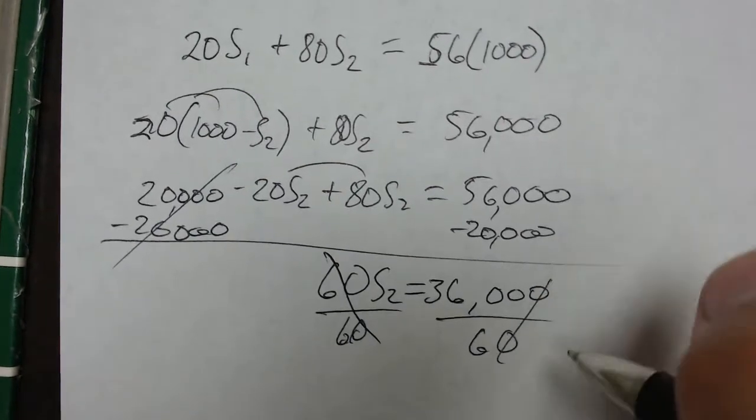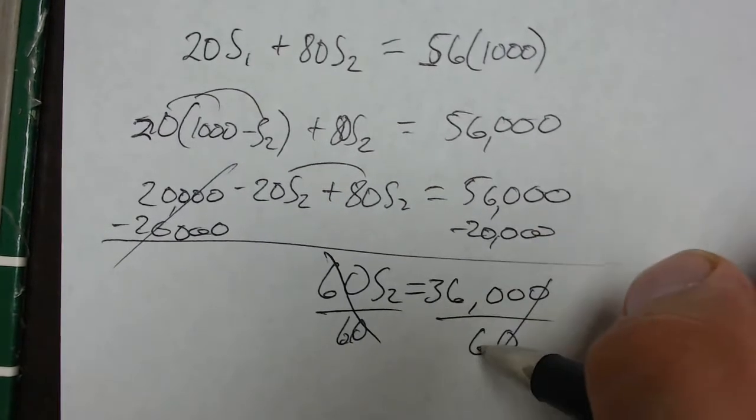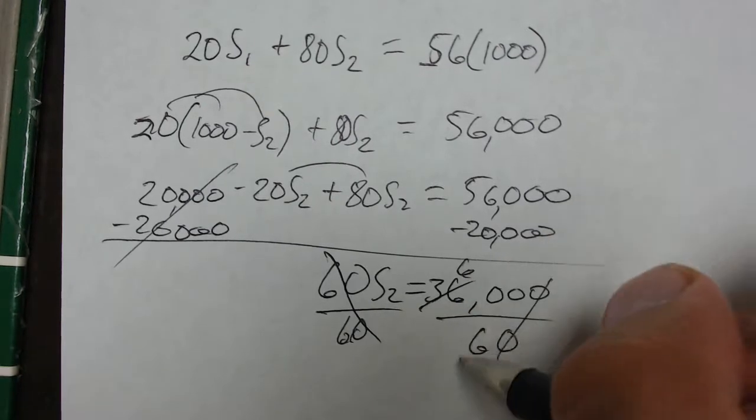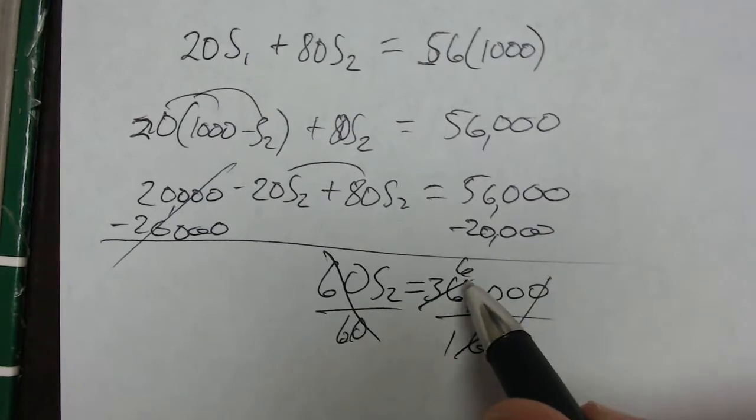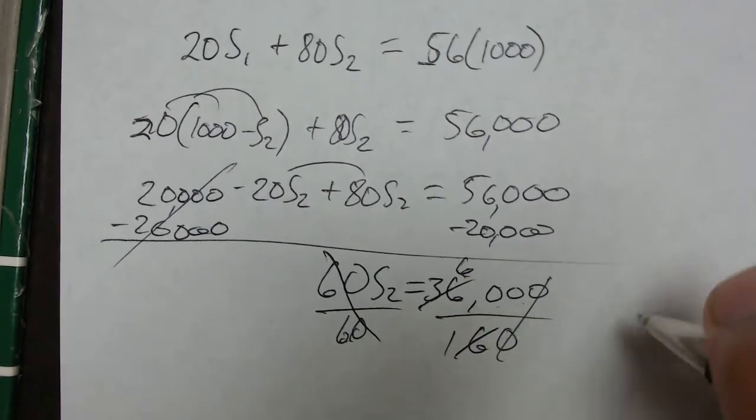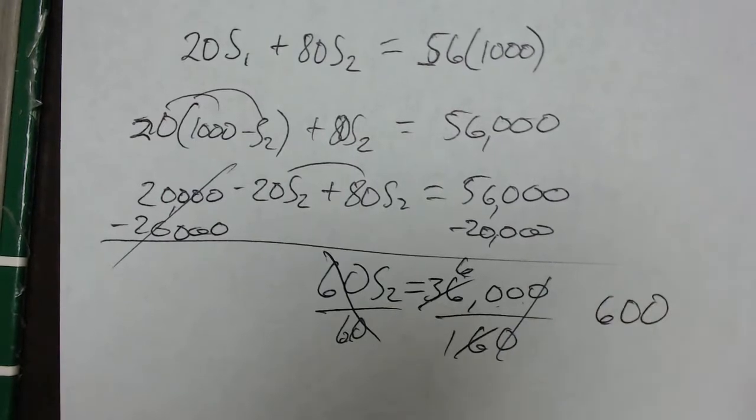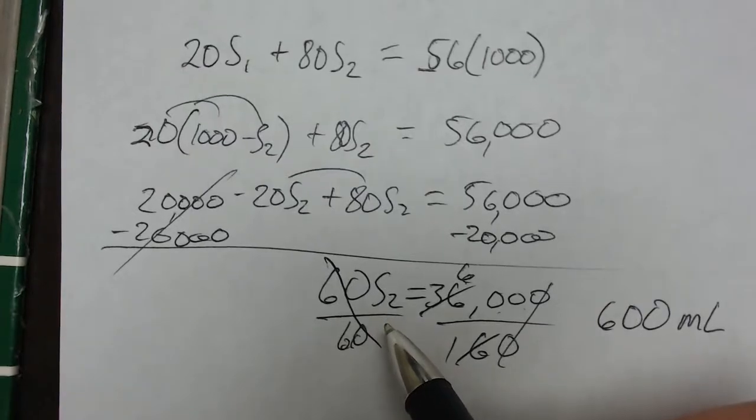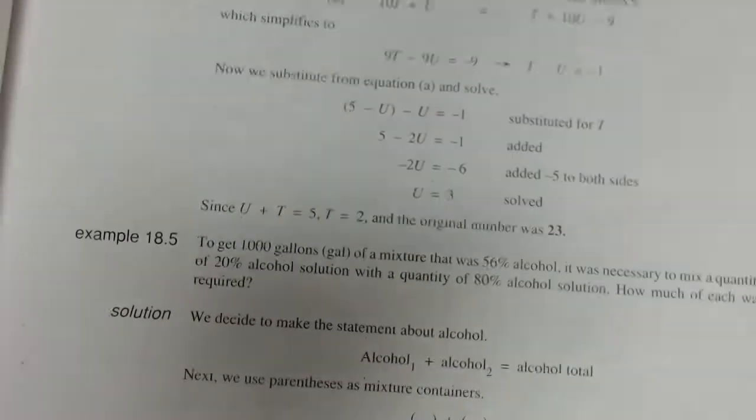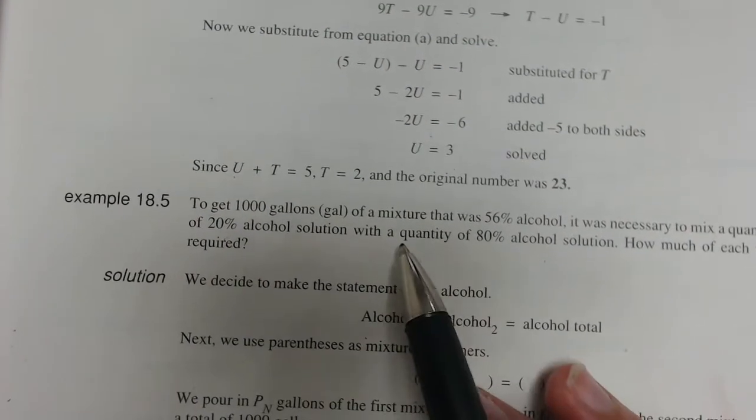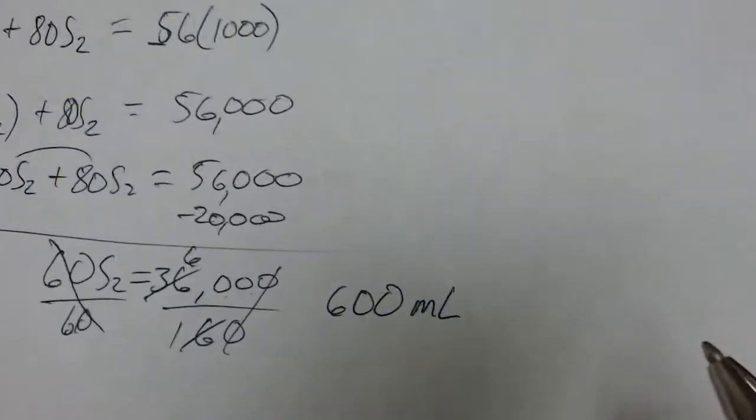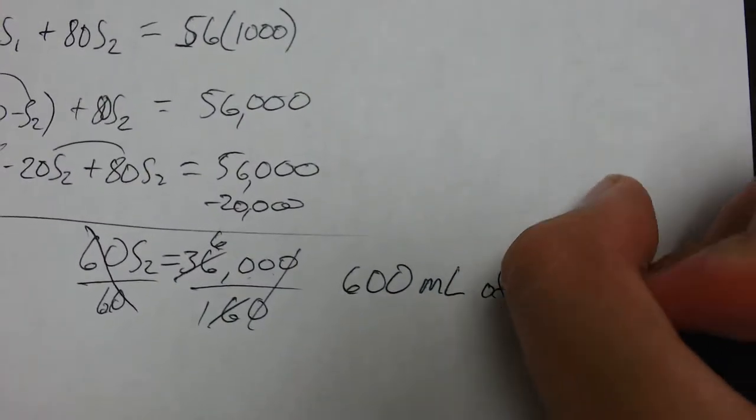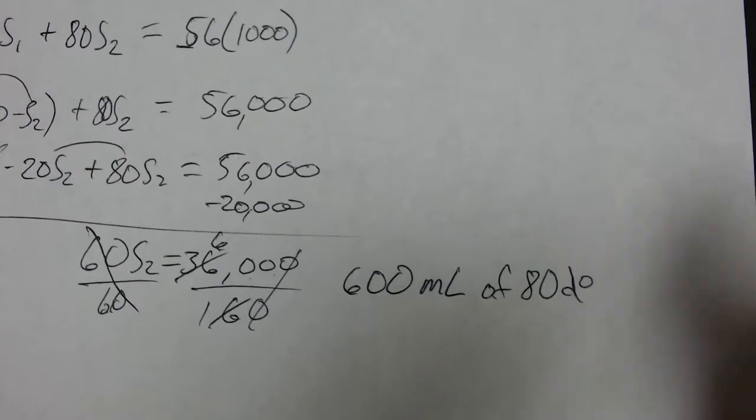And then I can trade a 0 for a 0, and then I know that 6 will go into 36 6 times. So I've still got a 6, I've still got 2 zeros, which means my answer is 600. So that's 600 milliliters of solution 2. And then let's look back at our problem. The first solution was 20%, second solution 80%. So that's 600 milliliters of the 80% solution.